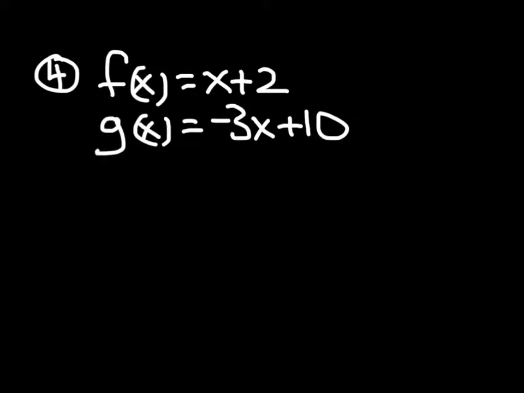Next up, number 4. Okay, f of x equals x plus 2, g of x equals negative 3x plus 10.